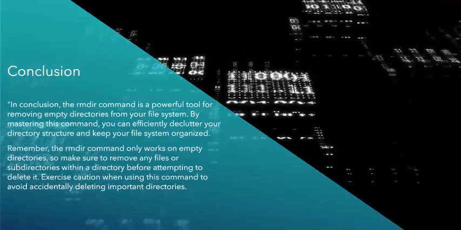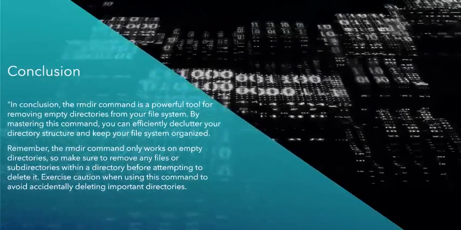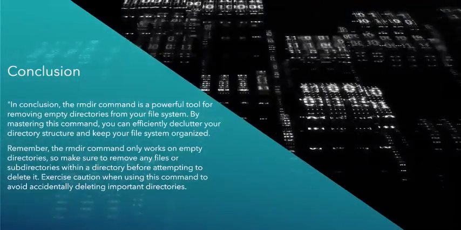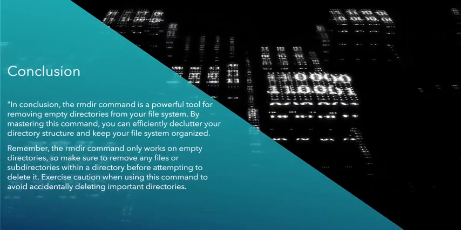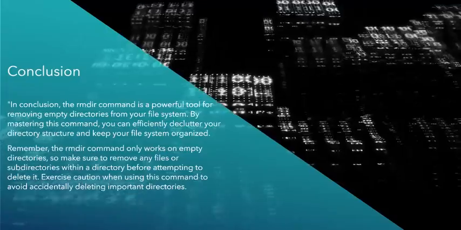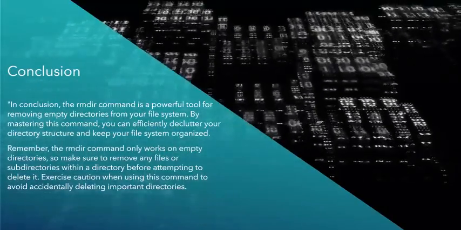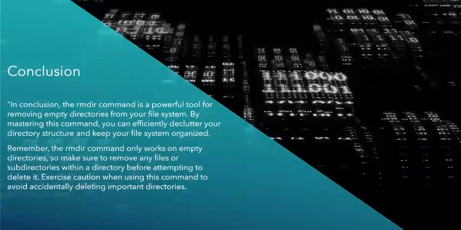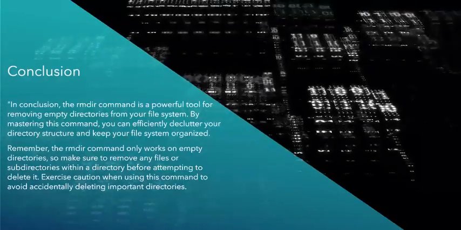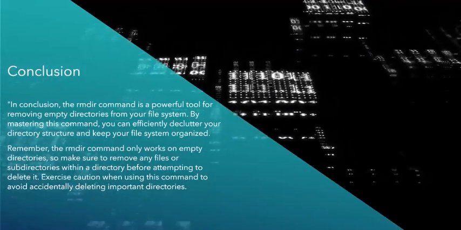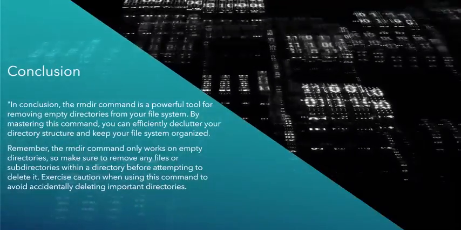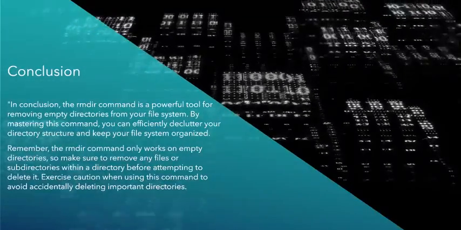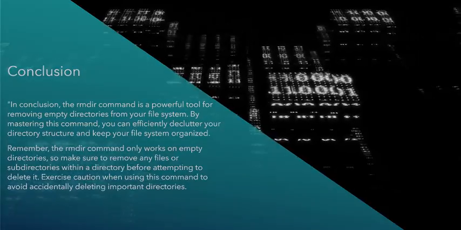Conclusion. In conclusion, the rmdir command is a powerful tool for removing empty directories from your file system. By mastering this command, you can efficiently declutter your directory structure and keep your file system organized. Remember, the rmdir command only works on empty directories, so make sure to remove any files or subdirectories within a directory before attempting to delete it. Exercise caution when using this command to avoid accidentally deleting important directories.